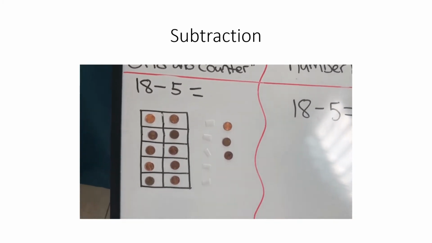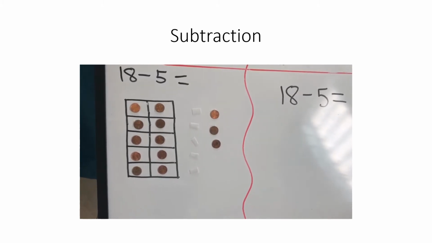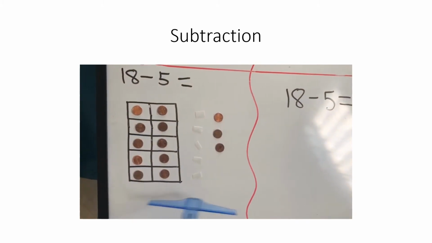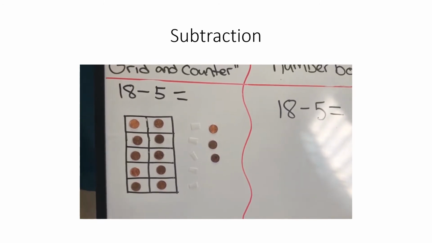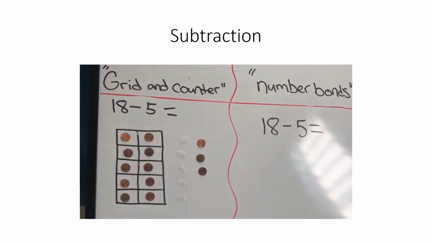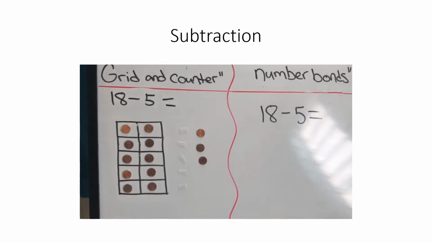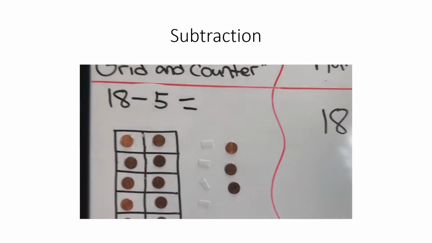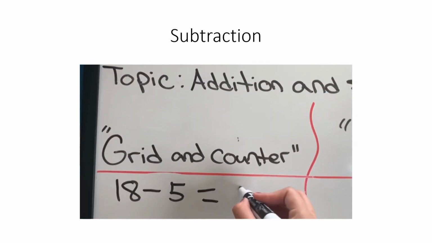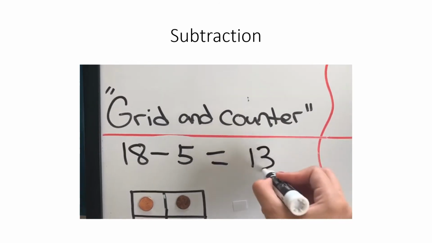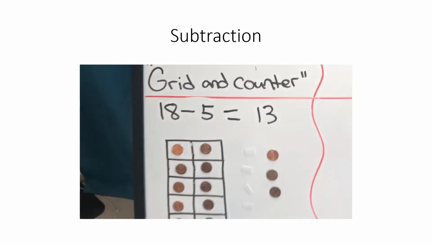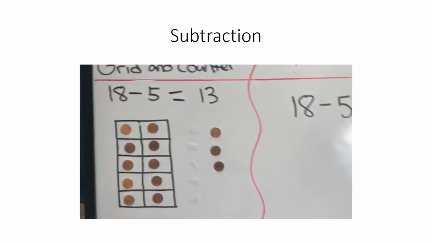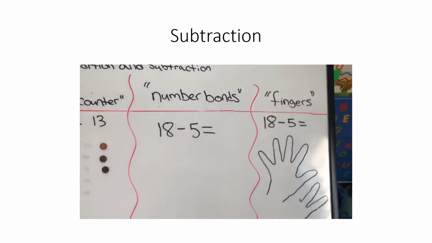Now, how many pennies do I have left? I have 3 and 10. 10 plus 3 equals what? 13. So 13 would be the answer. Let's write it right here. So this would be 13. There you go. Okay, so let's do this method, number bonds.